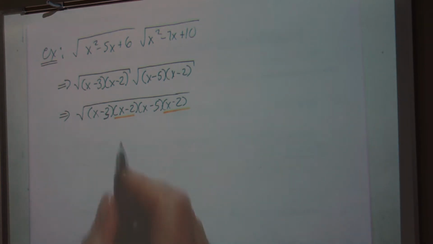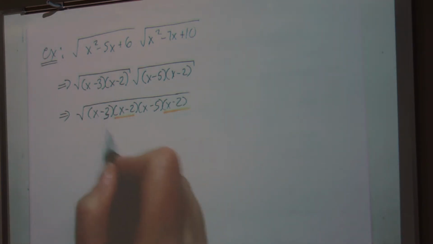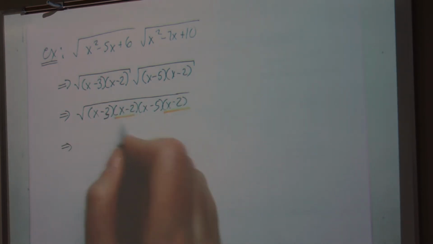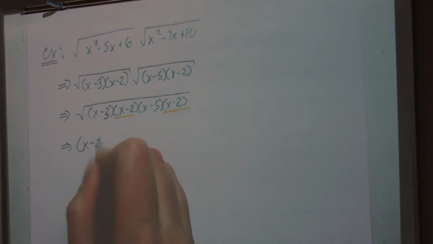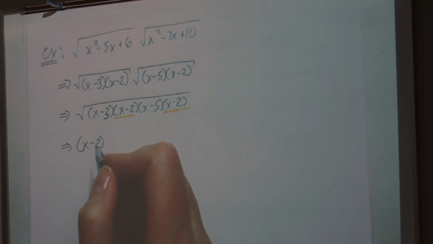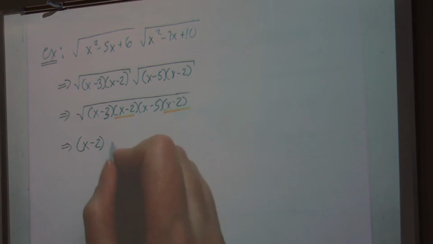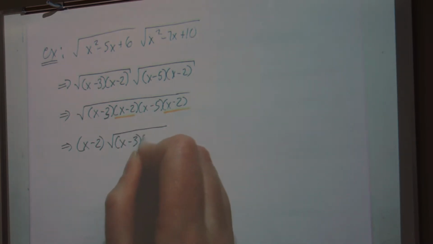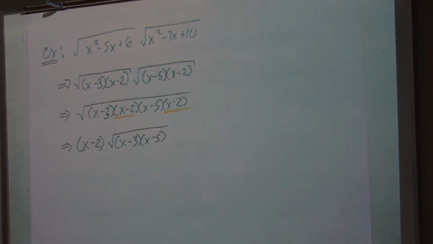My index says anything that has a group of 2 I can pull out. So I'm going to take out both of these, that's one set. And by the way, if it's in parentheses on the inside, it's in parentheses on the outside. And I'm left with underneath x minus 3 times x minus 5. Leave it here, do not FOIL.